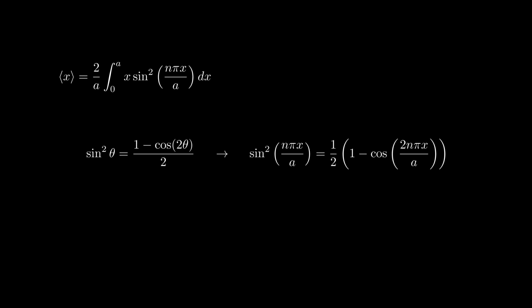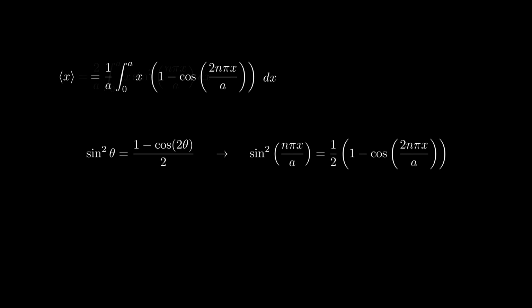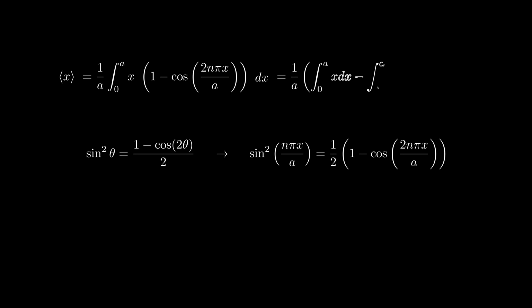To simplify further, we use the trigonometric identity. Substituting this into the integral, we get two separate terms. Now, let's evaluate each term separately. The first term is straightforward. The integral from 0 to a of x dx equals a squared over 2.